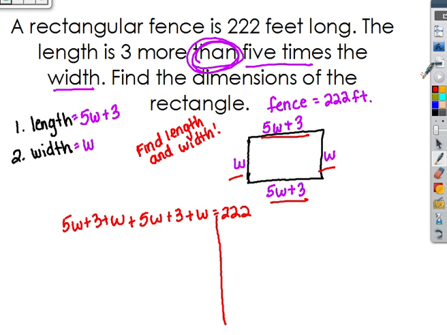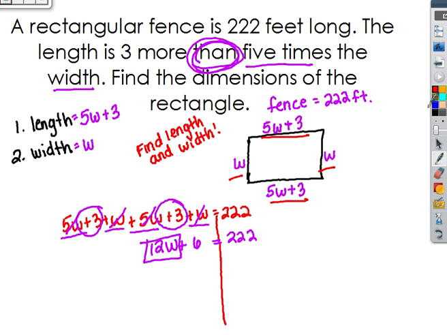So now I'm going to solve my equation. There's no distributing to be done, so I'm just going to combine like terms. 5W plus 1W is 6W plus 5W is 11W plus 1W is 12W. And then I have 3 plus 3 is 6, and it's positive. All my variables are on the same side, so I'm going to box it, and I'm going to move 6 to the other side. When I do that, I get 12W equals 216.